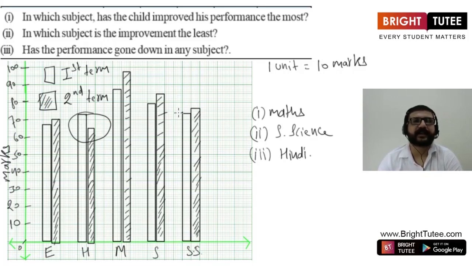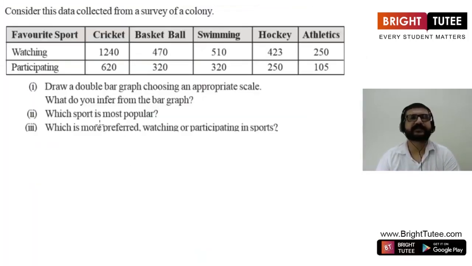So in this question, one data was given to us. First we have drawn a bar graph using the given data, and then we have answered a few questions using the bar graph. So we have seen here how bar graphs help us in interpreting the data in a much easier way, especially when we have to compare any two quantities. Like here we were comparing marks of the first term and the second term. So by using the double bar graph, it became very easy for us to compare marks of different subjects in two different terms. Now let's see one more question.